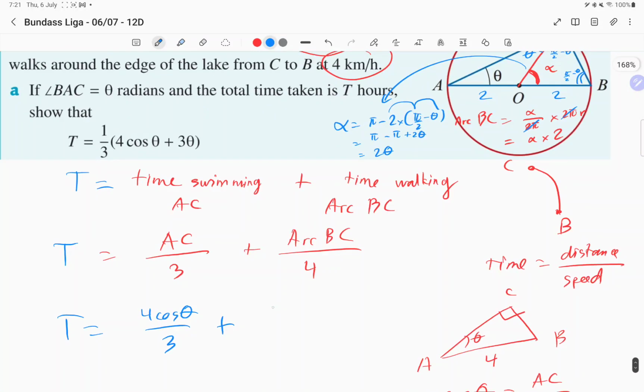Therefore, the arc BC is going to be alpha times 2, the angle times 2 in radians. So that will be 2 theta times 2 over 4. Wouldn't the angle be 60?